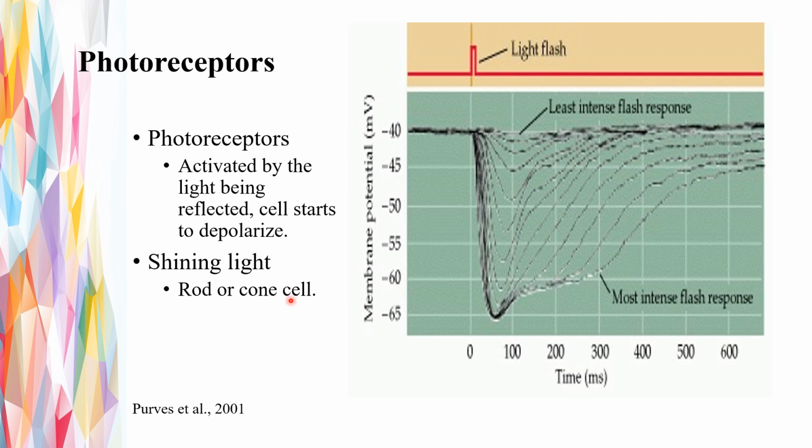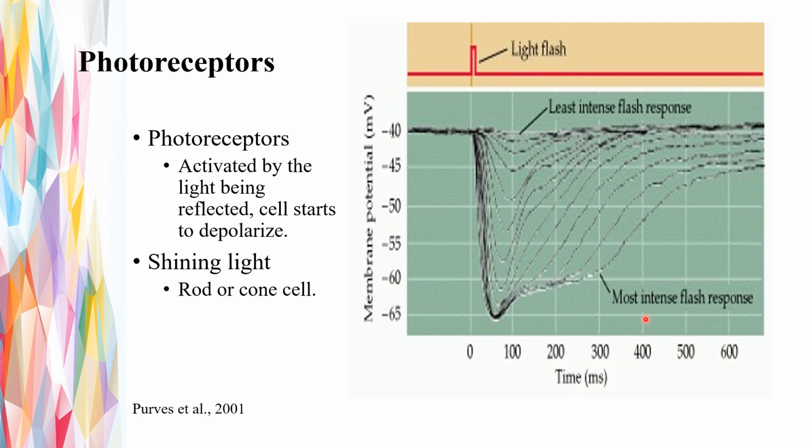Photoreceptors are activated by light being reflected, and the cell starts to depolarize. Within the shining light are the rod or cone cells. Once the cell membrane depolarizes, this eventually will stimulate an action potential, and the neurotransmitter releases onto the neuron it contacts. Within the retina, the photoreceptors do not show action potentials, and light activation will cause a graded change in membrane potential. As this is being transmitted, the retina is mediated by graded potentials.